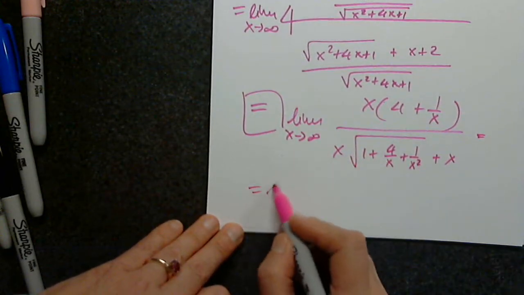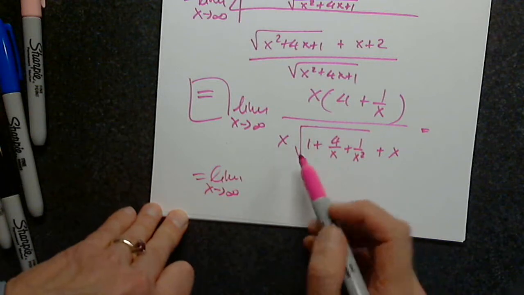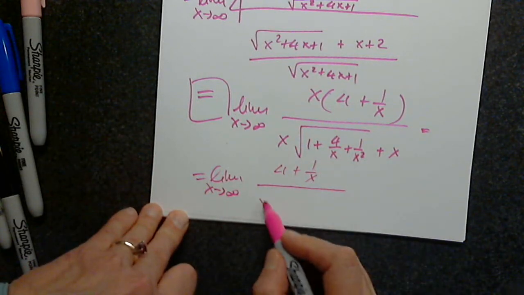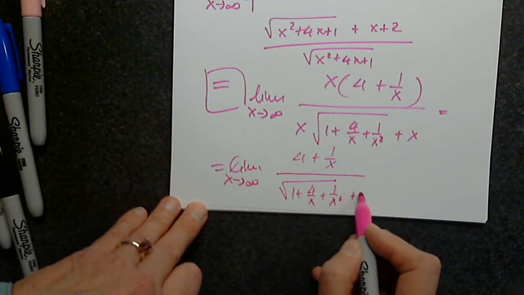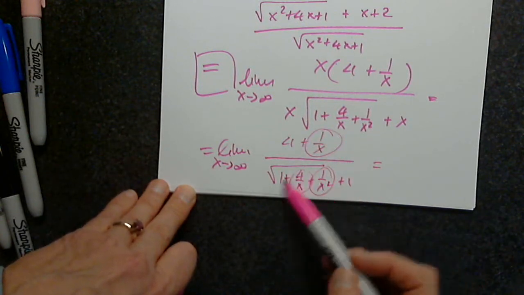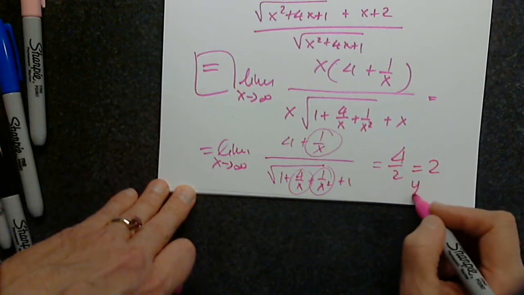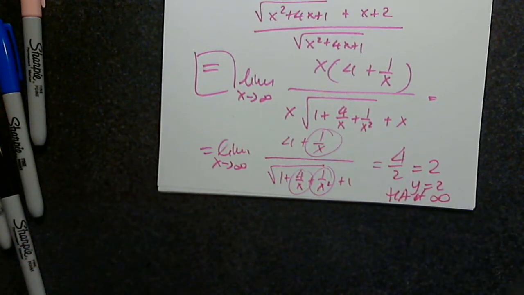So finally, this should be in your notes in chapter 2. So we have 4 plus 1 over x, and the x goes away, so the square root of 1 plus 4 over x plus 1 over x squared plus 1. So this goes to 0, this goes to 0, this goes to 0, and that's indeed 4 over 2, which is 2. So y equals 2 is a horizontal asymptote at infinity only. We have not checked negative infinity.